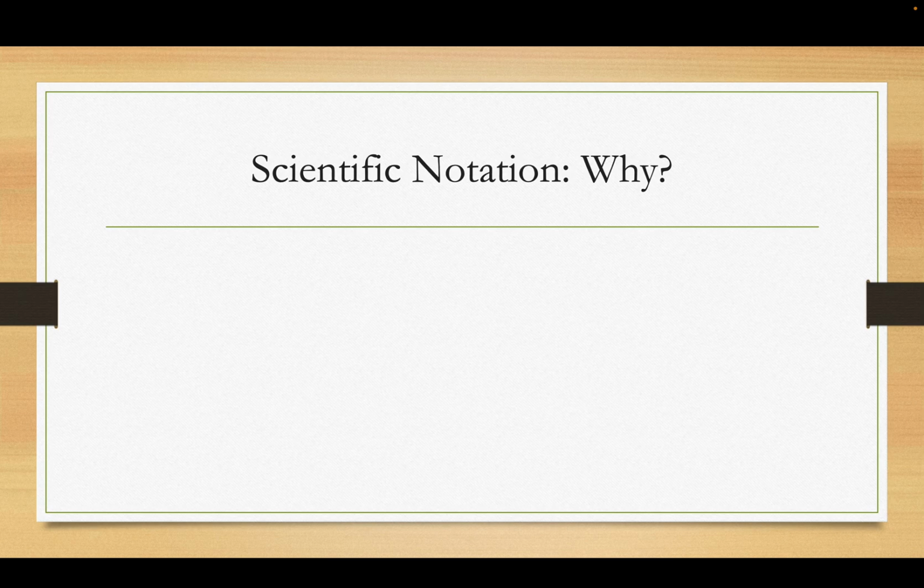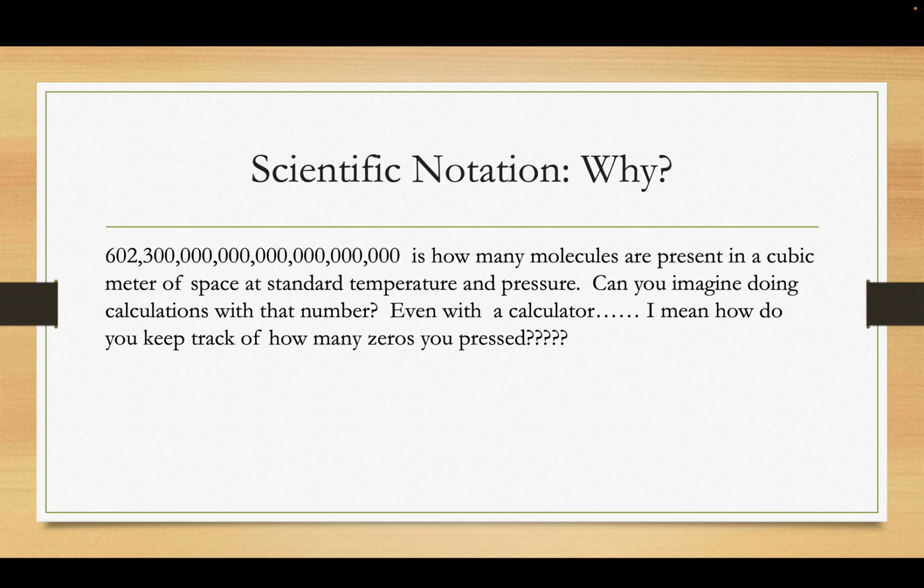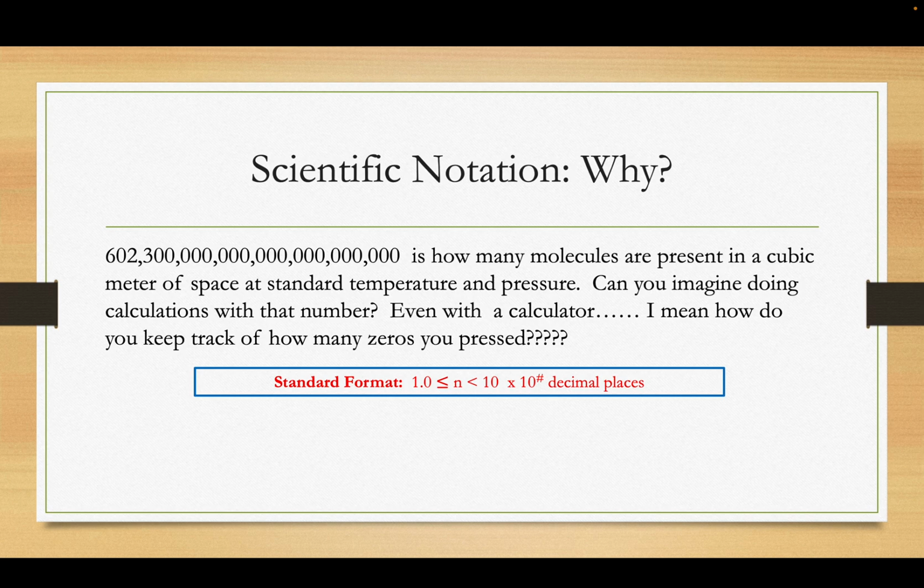Okay? Scientific notation. Why? Well, that number there is how many molecules are present in a cubic meter of space at standard temperature and pressure. Can you imagine doing calculations with that number, even with a calculator? I mean, how do you keep track of how many zeros you pressed? That'll drive you crazy. So years ago, mathematicians and scientists both understood that you could work with the scientific notation, and instead of writing all these zeros, you could just use the laws of exponents. So that's what's so great about it.